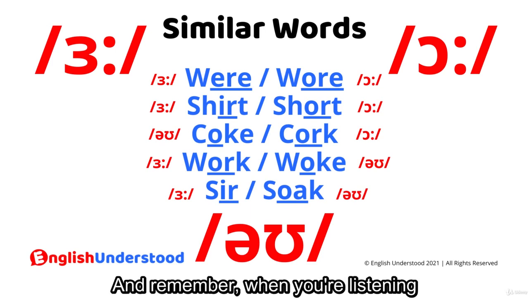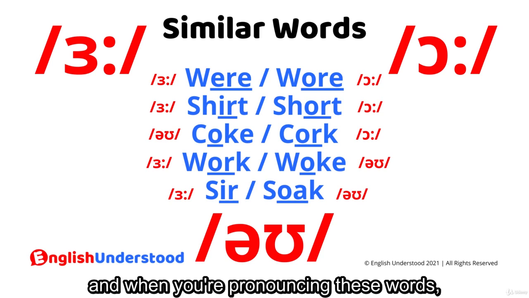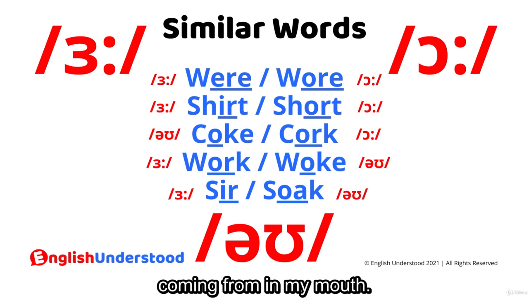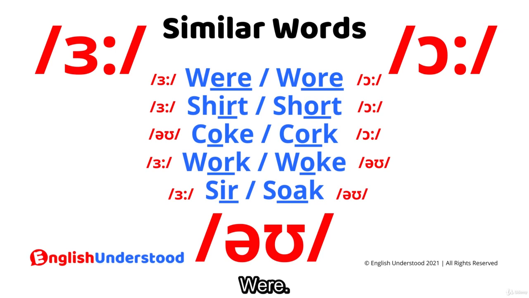Now let's look at some words which sound similar but are different. And remember, when you're listening and when you're pronouncing these words, always think about where the sound is coming from in my mouth. Were, war, were, war. Shirt, short, shirt, short. Coke, cork, coke, cork. Work, woke, work, woke. Sir, soak, sir, soak.